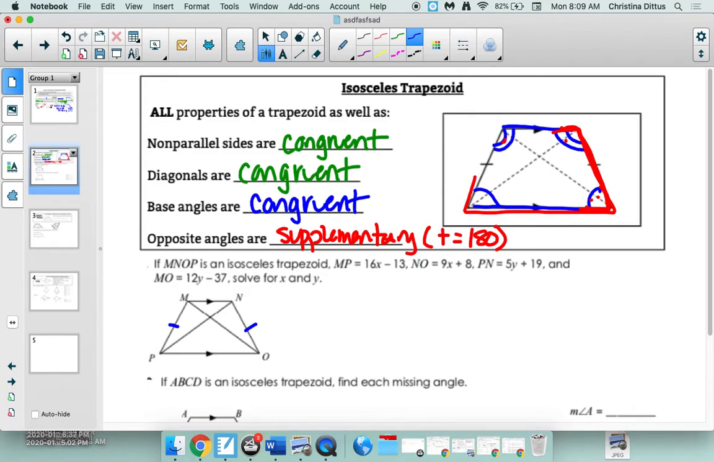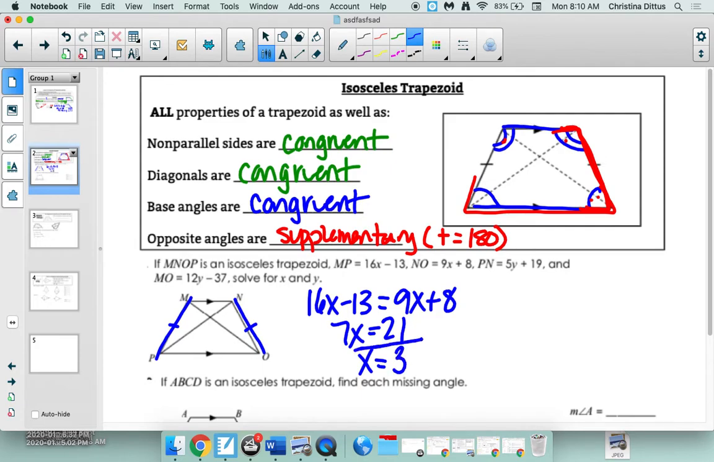We have MP. That's this guy right here, is 16x minus 13. And I have NO is 9x plus 8. What do I know about those two sides? So how should I solve for x? Set them equal to each other. Perfect. 16x minus 13 equals 9x plus 8. Subtract your 9x, we get 7x. Add your 13, we get 21. How big is x? 3.